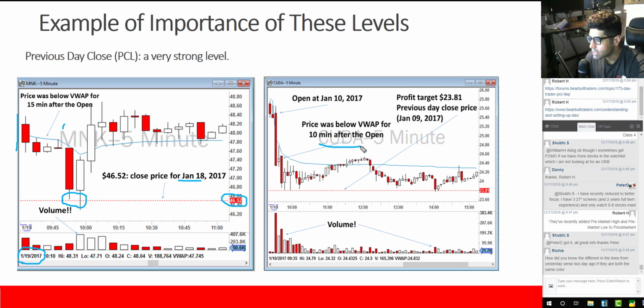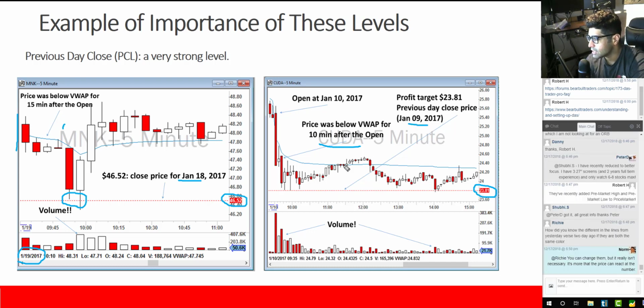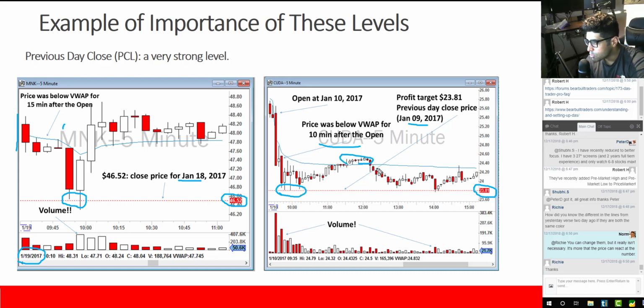Another one, CUDA, stock gapping up to 25.60 and 23.81. I had that on my chart. I didn't do anything. What is that number? That's the previous day close on January 9th, 2017. You can actually color code them to see which one is previous day close. I have them color coded. The stock is selling off heavily, bounces back. In the morning session it can't really crack the previous day close, comes up, false breakout, and even in the afternoon cannot crack that, and eventually closes above that.